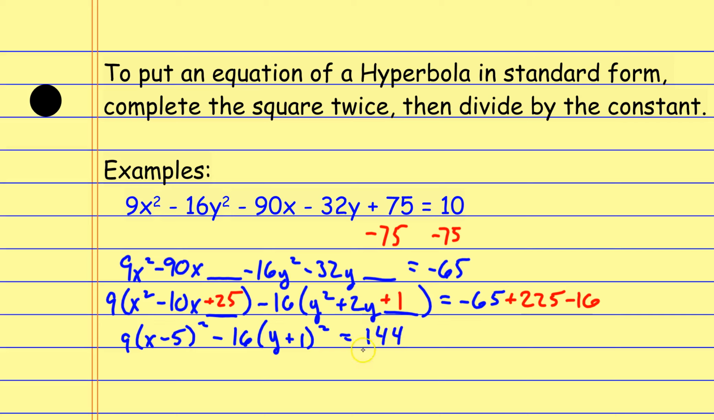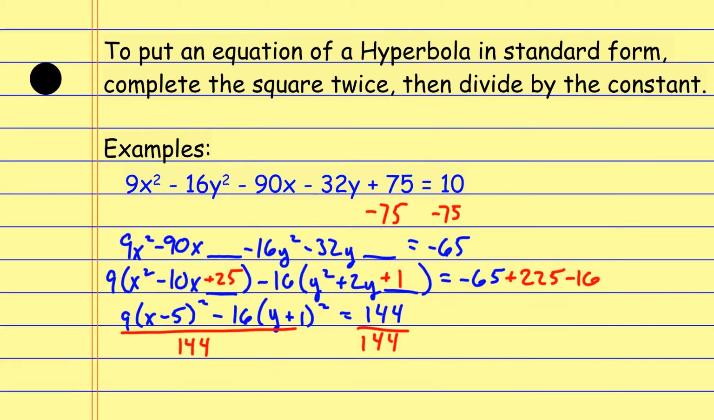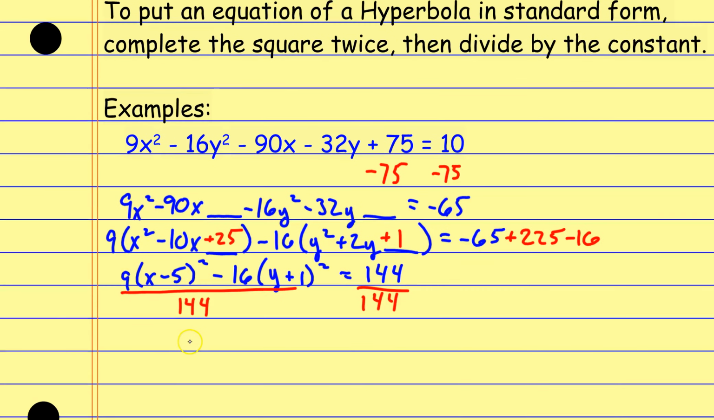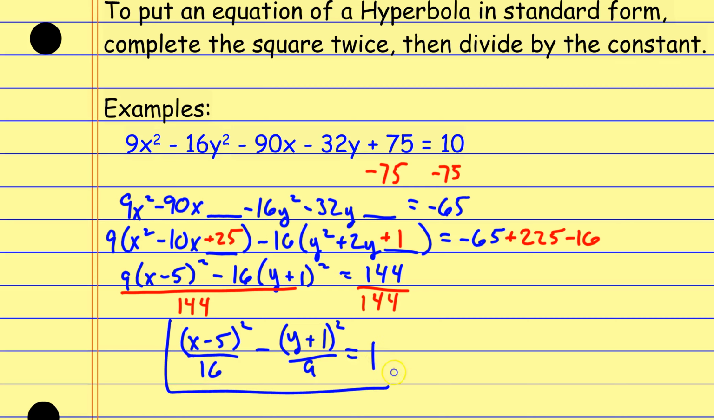And now I have to divide by the constant term just like I did with my ellipse. And again, the only difference here is that I have to deal with a little bit of those negative signs that can throw me off a little bit. So then I get x minus 5 squared over a 16, minus y plus 1 squared over 9 equals 1. And that's it. Now I can see the center, I can see A, I can see B, I'd be able to graph this whole thing.